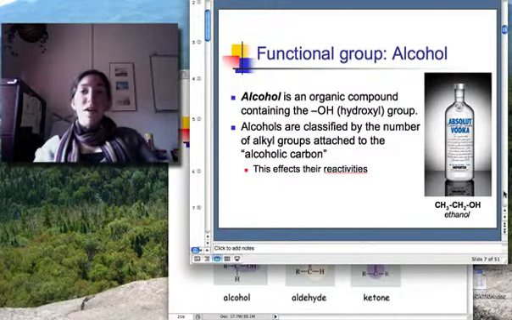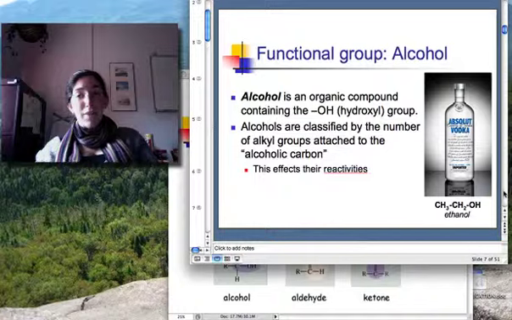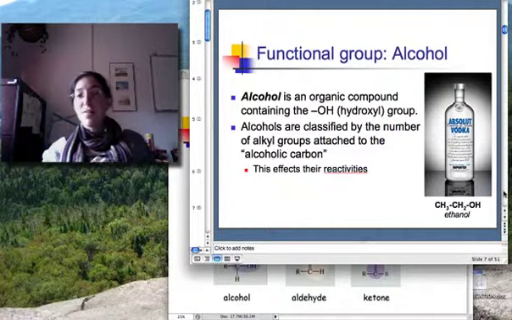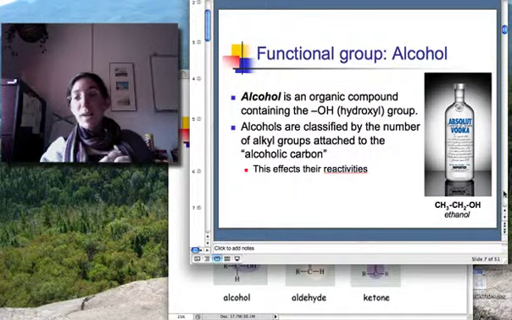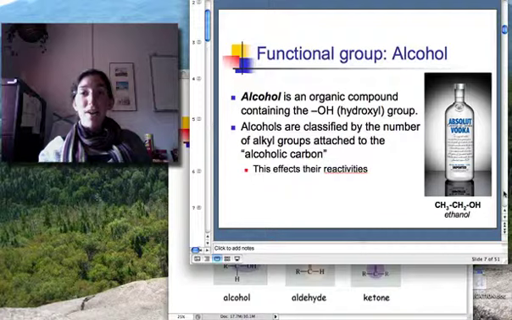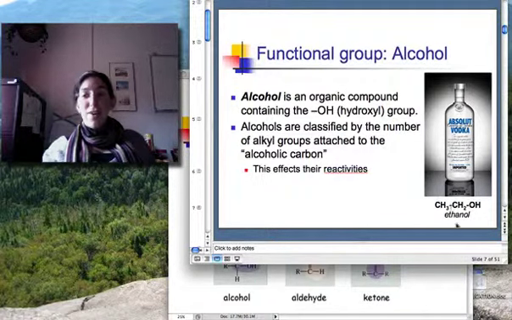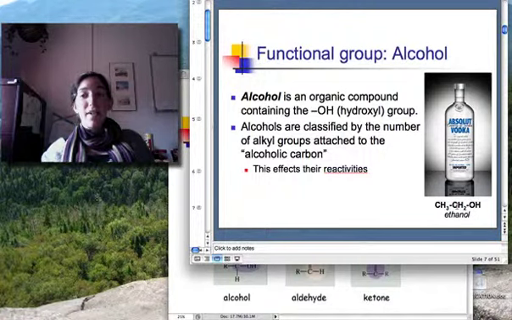Alrighty, so back to the PowerPoint here. So let's first talk about the alcohol functional group. We're going to talk about all these different functional groups now. The alcohol, aldehyde, and ketone functional groups. So when we talk about alcohol functional group, yes, we are talking about the alcohol in alcoholic beverages. Ethanol is the alcohol in alcoholic beverages, and it looks like this. The formula is CH3CH2OH. It's an ethane molecule with an alcohol group. That's how it gets its name, ethanol.